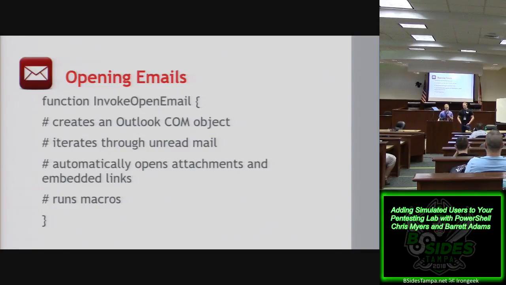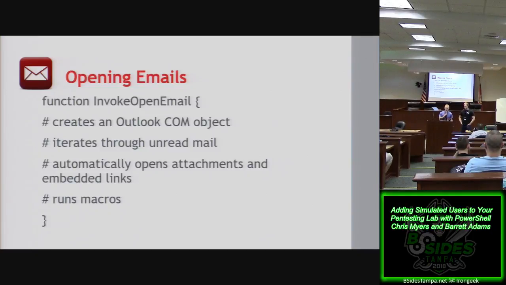So we use Outlook for this, just so that it's as realistic as possible from the user side of things. So we create an Outlook object and look for unread emails. And then we will open up any links that are in the body of the email. Those will get opened up in Internet Explorer, and also open any attachments. So if it's an exe, that's just going to get run.